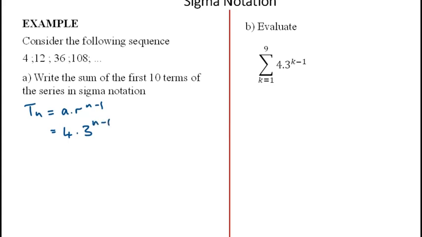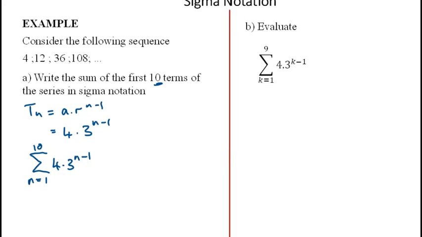Now we sum the first 10 terms. Okay, so in sigma notation, we're going to put the sigma, start from n equal to 1. It's the first 10 terms, so we're going to count up to 10 of 4 times 3 to the power of n minus 1. Okay, so that is how we write it in sigma notation. Now, if we're going to have to evaluate that from k equal to 1 up to 9, that means we're counting this over 9 terms.